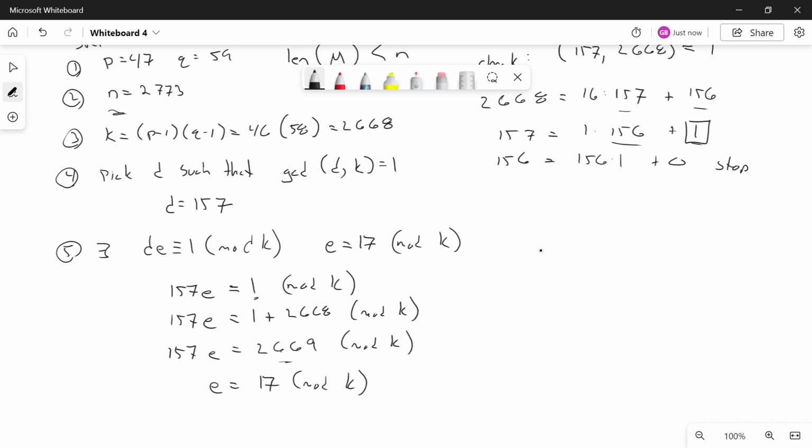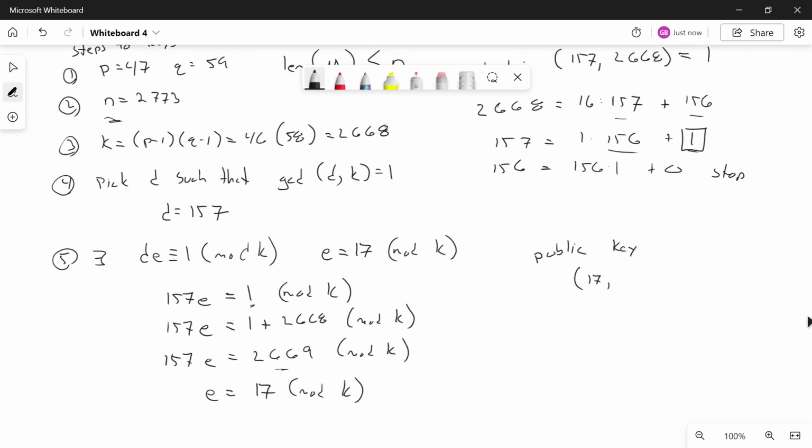So that means our public key is E, which is 17, and 2,000. Whoops, sorry, not 2,000. It's N. 2,000 is right. It's 2,773. And our private key is D, that 157, and 2,773. So if I want to encrypt a message, I use the public key. To decrypt that message, I use my private key.